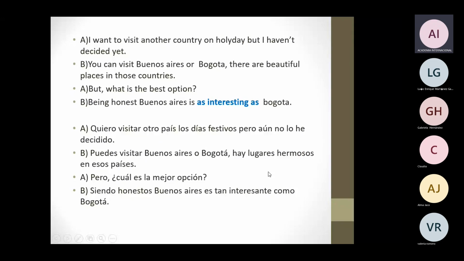Now we are going to read these examples. So this is like a conversation as well, and I want some of you to help me out reading number, let me see.